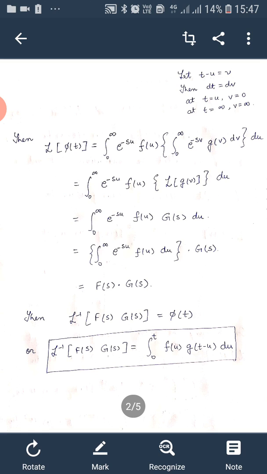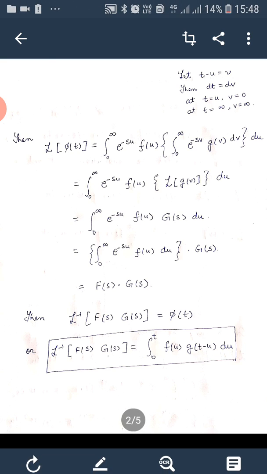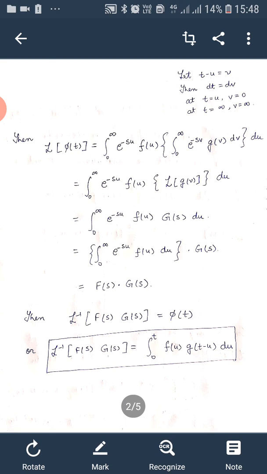So we have this equation: integration from 0 to infinity e raised to the power minus su times f(u) times capital G(s) du. Again, if you observe here that capital G(s) is independent of u, so I can take it outside of this integration. So in the curly bracket, I am writing integration from 0 to infinity e raised to the power minus su times f(u) du, and outside this I am again writing G(s).